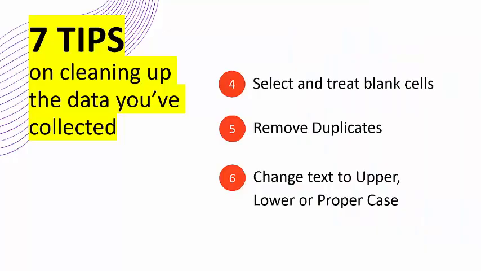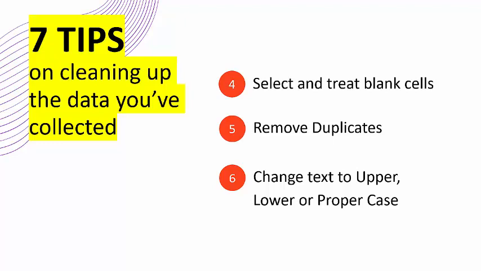Tip number 4 says, select and treat blank cells. Sometimes we have blank cells, maybe because of a system problem that it's being omitted from our data set. So this particular feature is for us to put in what is necessary such that we can go through the visualizations and analysis without much problems.